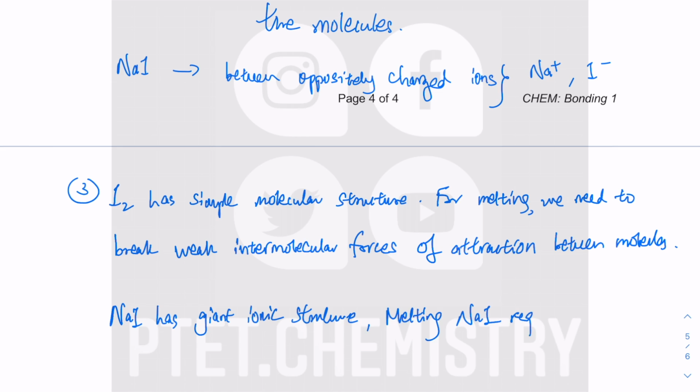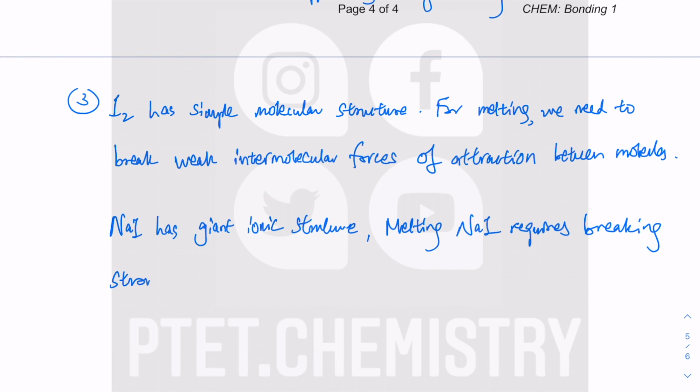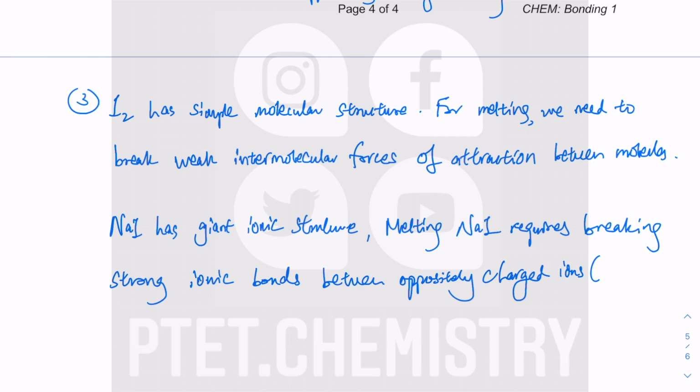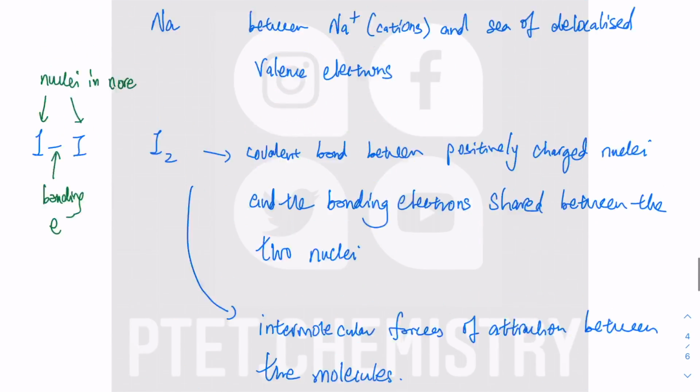So melting NaI requires breaking strong ionic bond, and your ionic bond is between oppositely charged ions, that is Na plus and I minus. I'm just writing them down in order to put it in the context of the question. What are the ions present? Okay, so that explains the melting point bit.